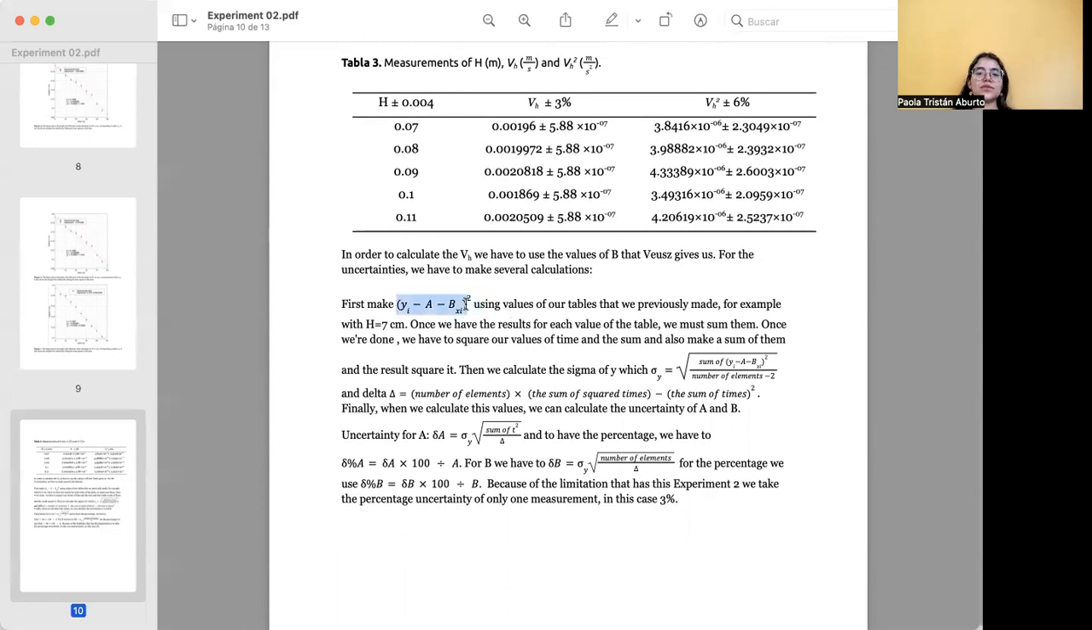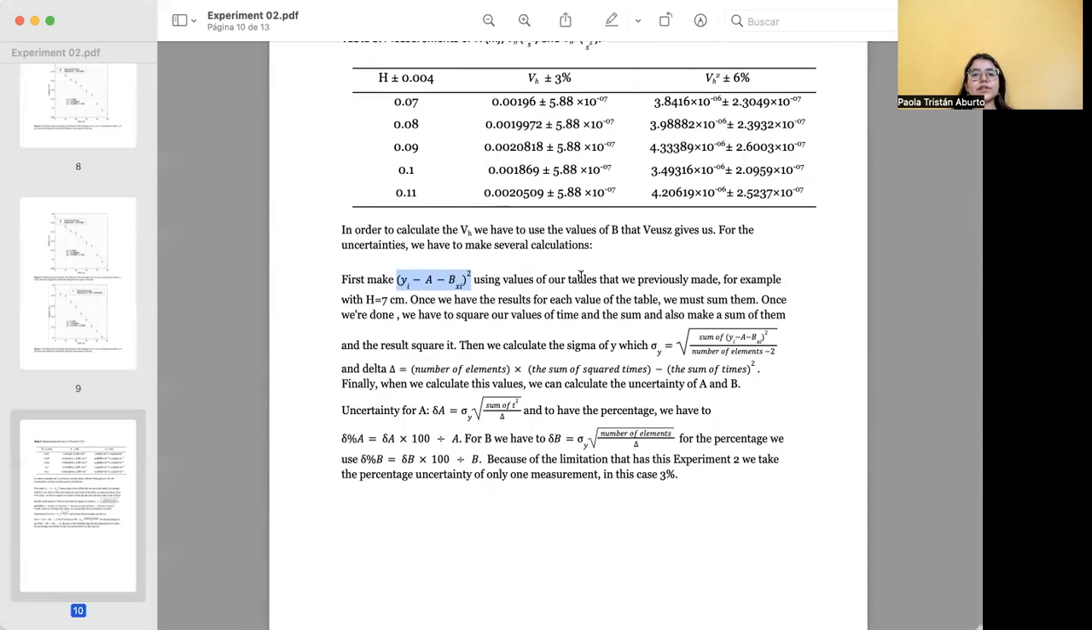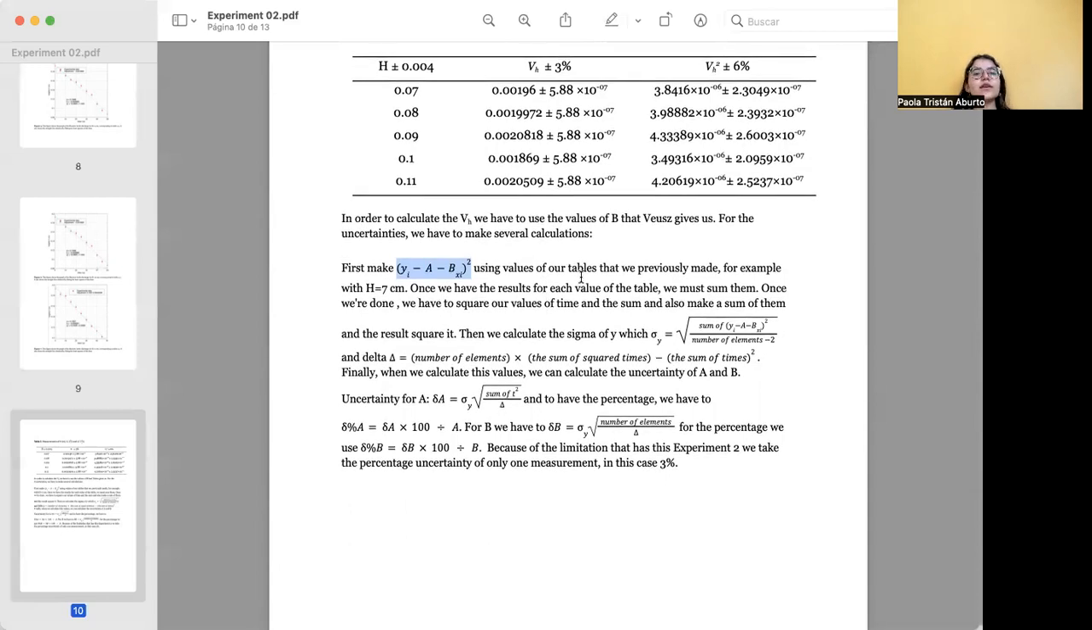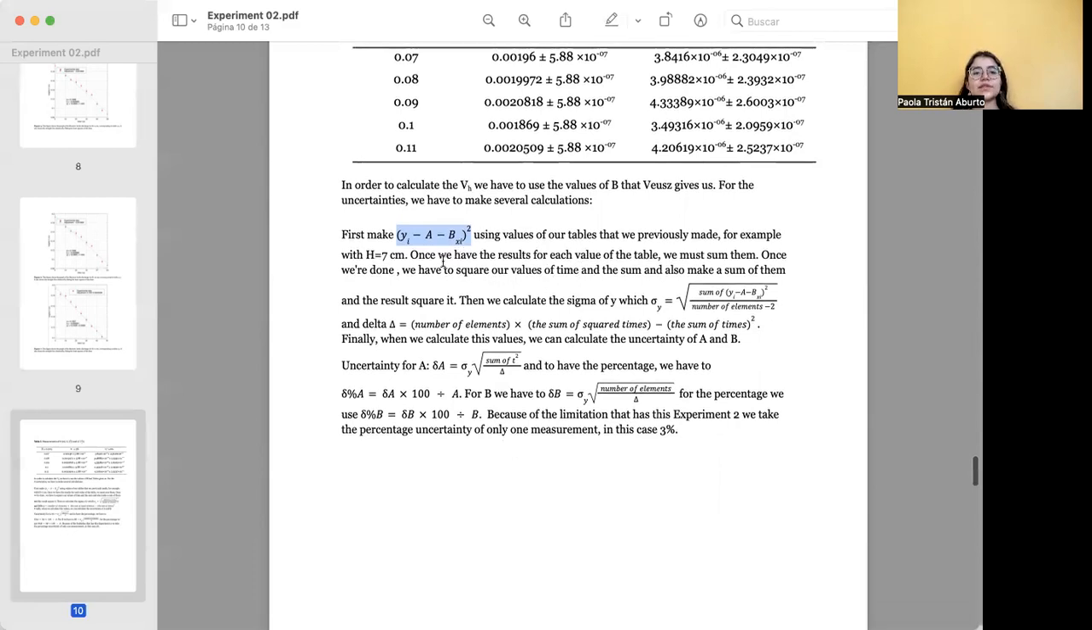First, we calculate this part of this equation, which is Y initial minus the value of A minus the value of B in the initial, and all of this is squared. We use the values of our tables. In this case, we are only going to calculate these values using H equals 7 centimeters. After that, we sum the results of this small equation. And once we are done with that, we have to square our values of time and sum them all.